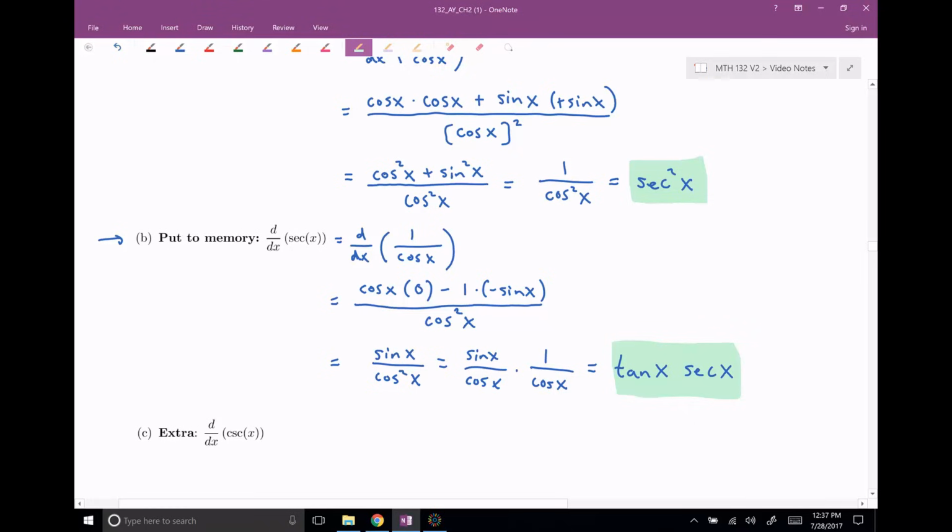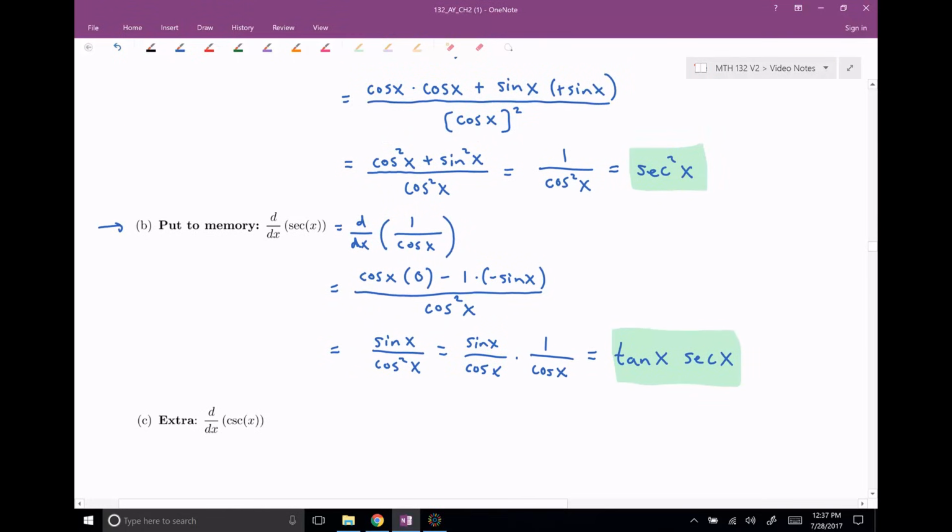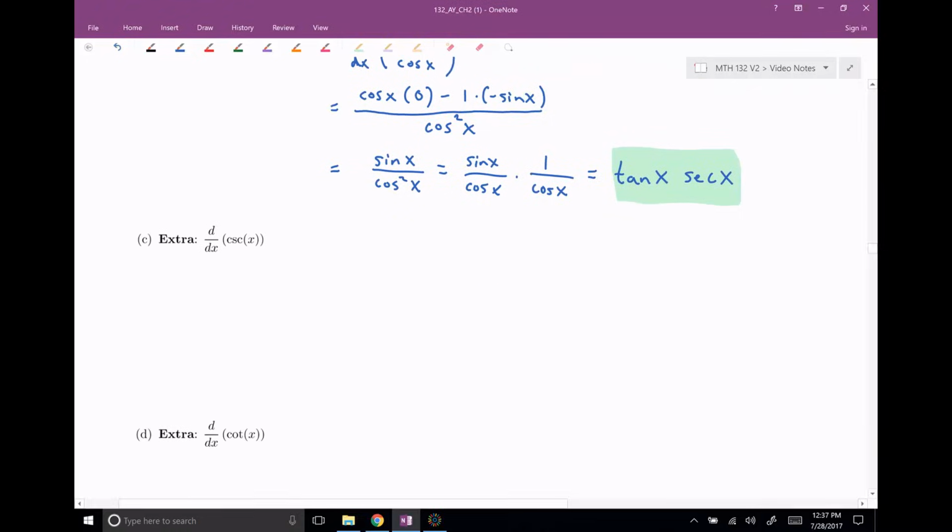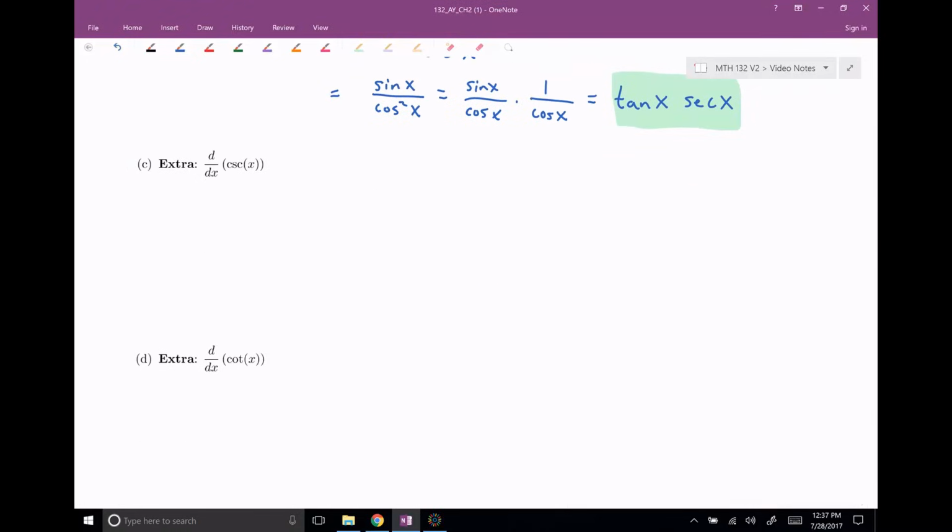So again, I want you to have this memorized. But you can see, if you forget these things, you can rederive them. So if you get stuck on a quiz or an exam and you need to know what's the derivative of tangent, and you forget, you can always rederive it thanks to the quotient rule. So these ones you don't have to put to memory, but you should know how to figure out their derivatives if you're asked.